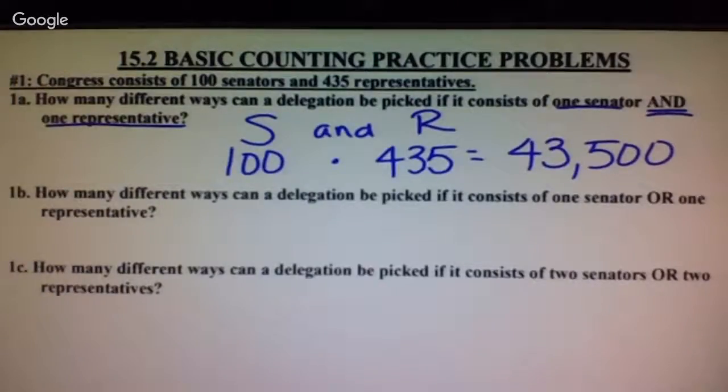Wait, I'm not told. I'm supposed to be close. What did you say? 45,300? I said 43,500.